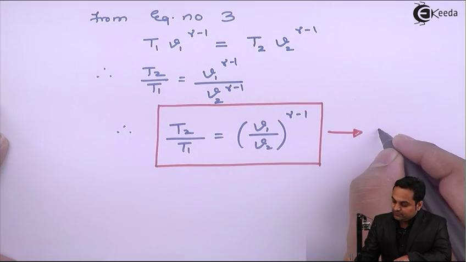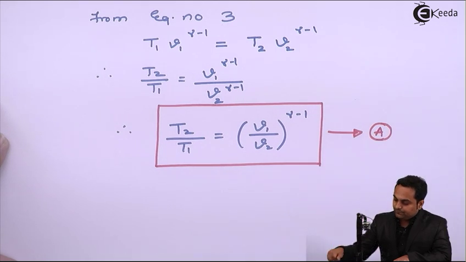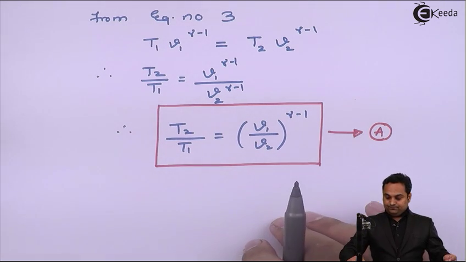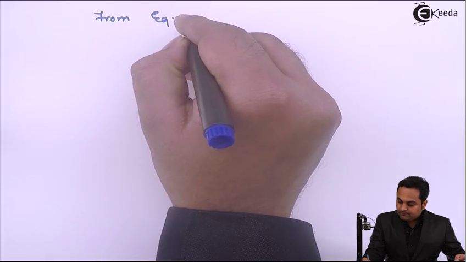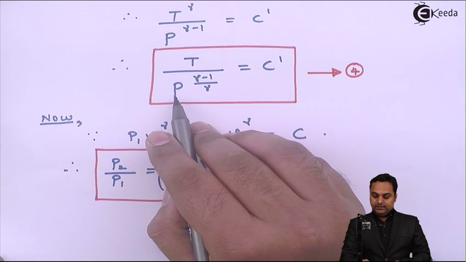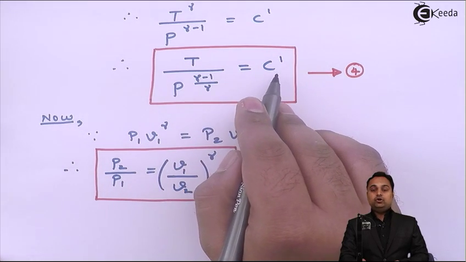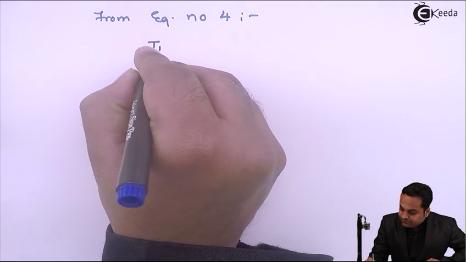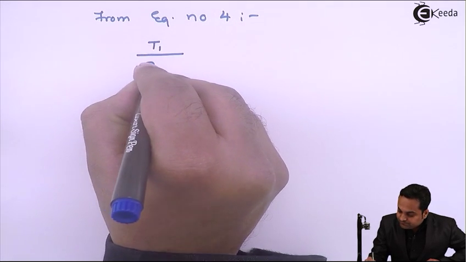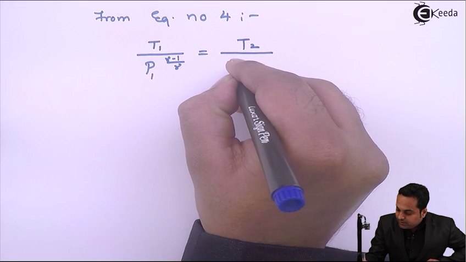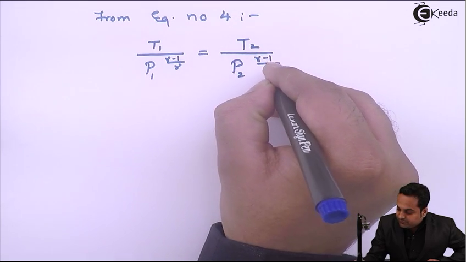So I'll keep this as equation A. Next, after this I'll be using equation number 4, that is from equation 4 I'll say that here I had written T upon P raised to gamma minus 1 upon gamma, so it is constant, so I can write it for state 1 and state 2, so that will become T1 upon P1 raised to gamma minus 1 upon gamma is equal to T2 upon P2 raised to gamma minus 1 upon gamma.